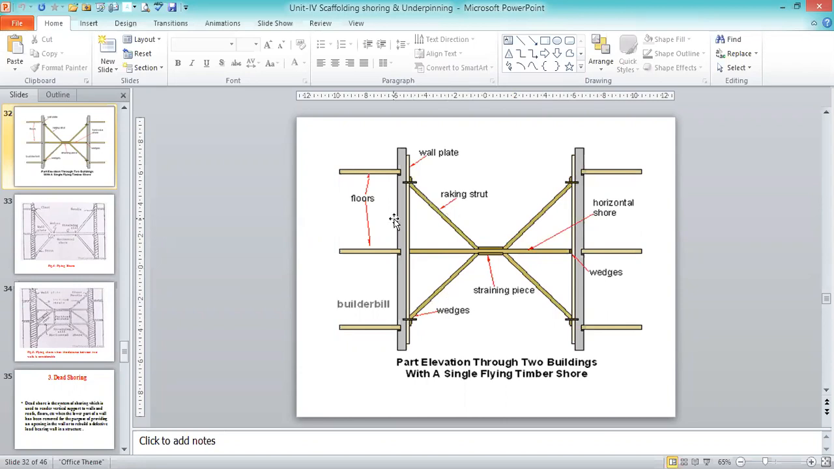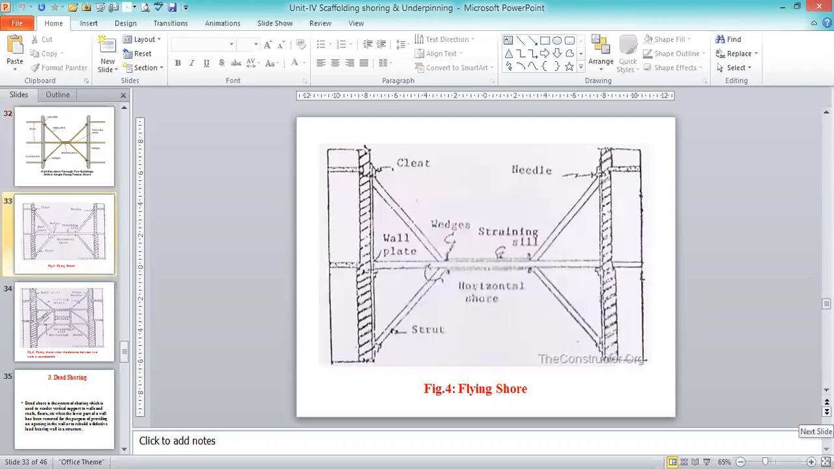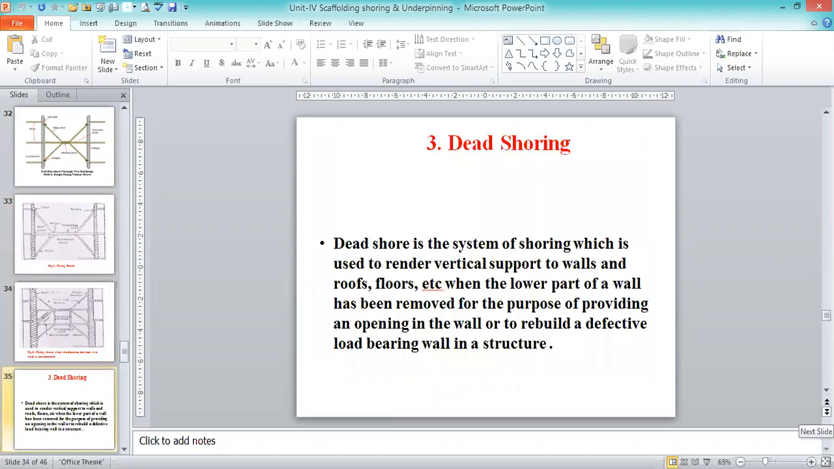Flying shore is implemented when the intermediate building has settlement, to rectify the settlement and rebuild the structure. In those circumstances, we have to go for the flying shore. Another diagram shows how the flying shore is erected to save the intermediate building. Then the last one is called dead shoring. Dead shoring is the system of shoring used to render vertical support to walls, roofs and floors. Earlier we saw only walls.